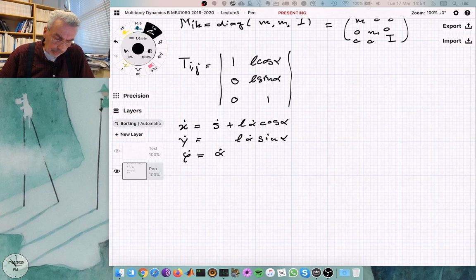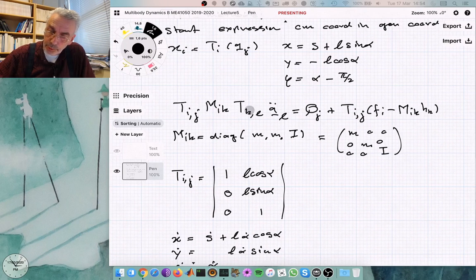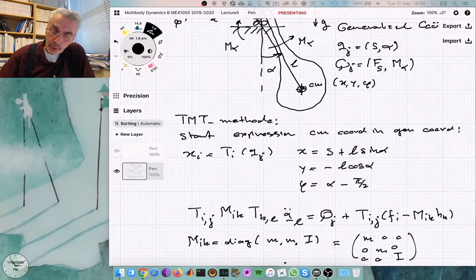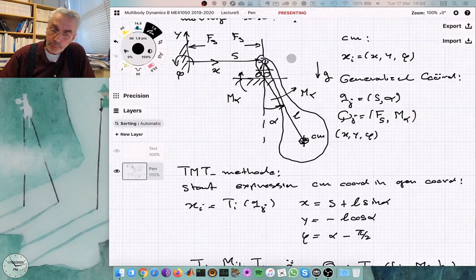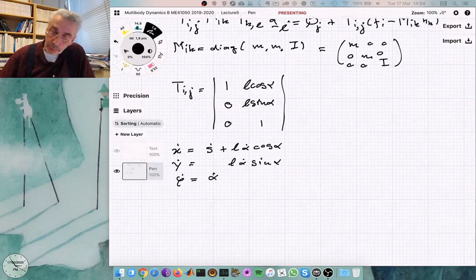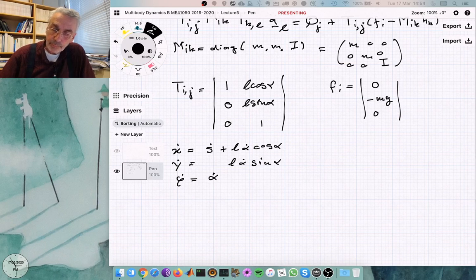Okay, then what else do we need? Let's look at the equation. So we have these Jacobians. Are there any applied generalized forces? Well, there are not. We're not putting some extra force here, or some extra torque here. There is gravity, so apparently there is an applied force. So our applied force F i is in the x direction 0, and then minus mg in the y direction, and no torque. That's a general CM type of forces.